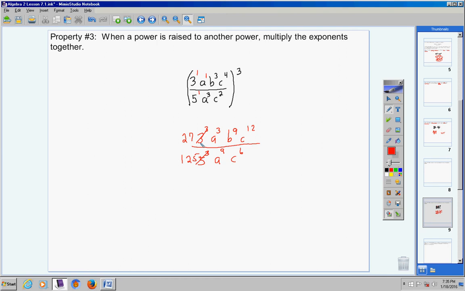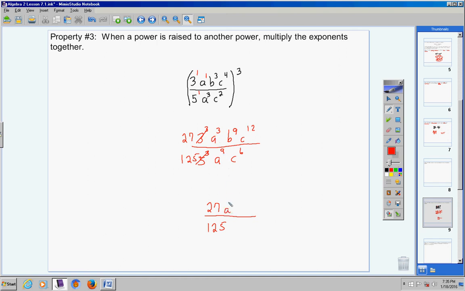No, it cannot be reduced. So we're going to leave our numerator with a 27 and our denominator with a 125. Now, we're dividing like bases. We have an A here and an A here. So when you're dividing like bases, you write the like base ones in the numerator.